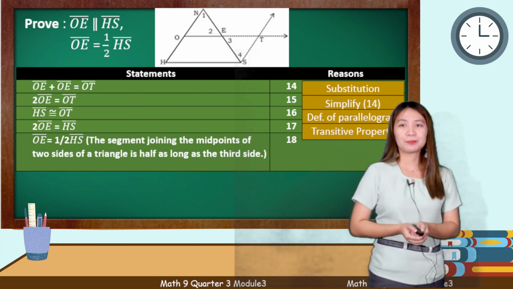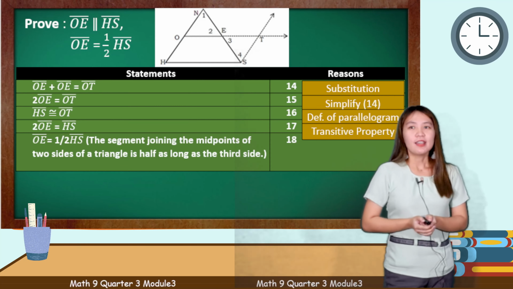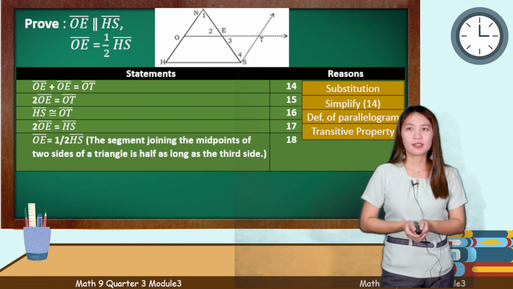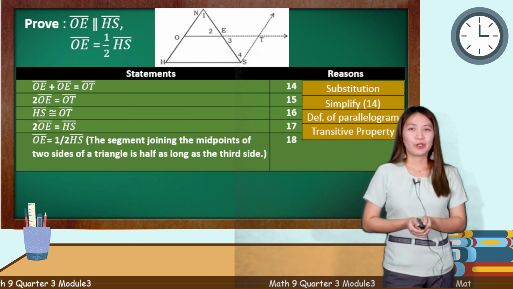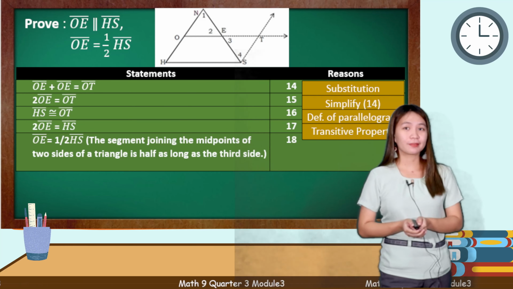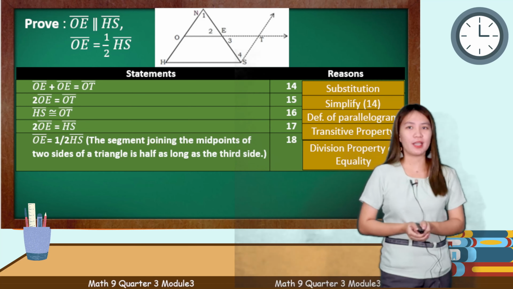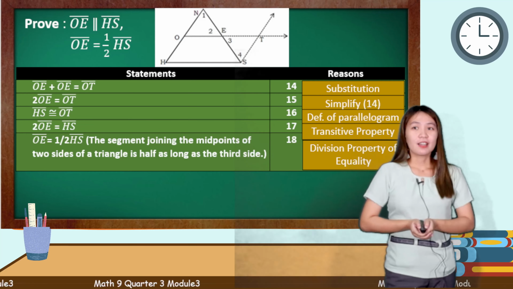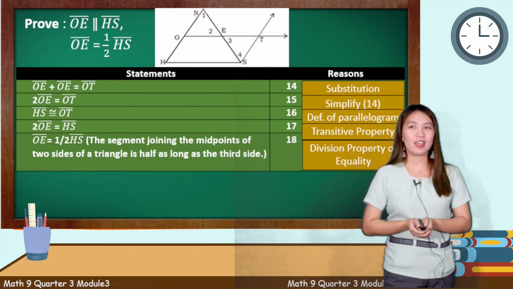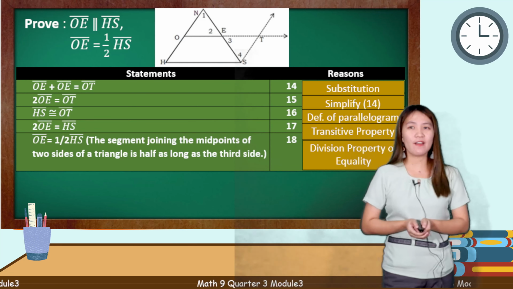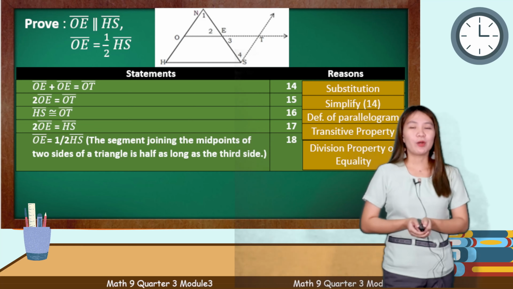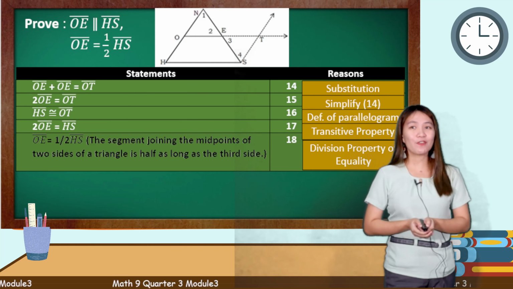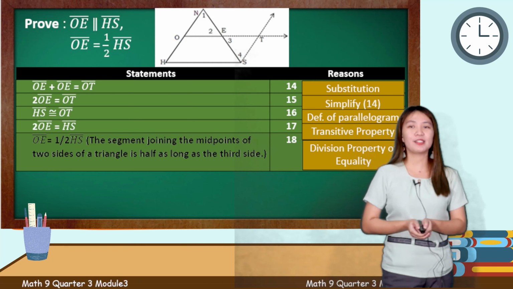And lastly, statement number 18. Segment OE is equal to 1/2 the measure of segment HS. So the reason behind that is division property of equality. So you just need to divide the equation at statement 17 by 2. So we will be having the equation segment OE is equal to 1/2 segment HS. And that derives our midline theorem, which says that the segment joining the midpoints of two sides of a triangle is half as long as the third side.